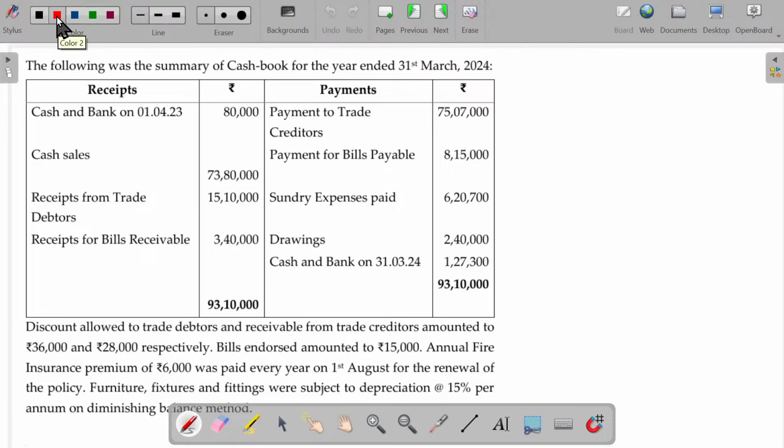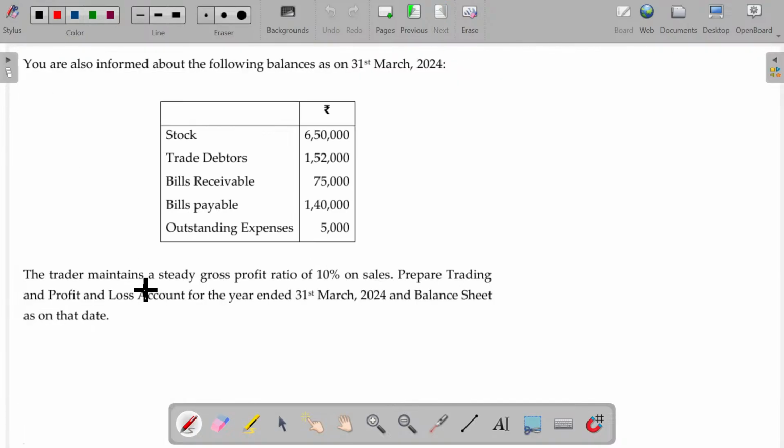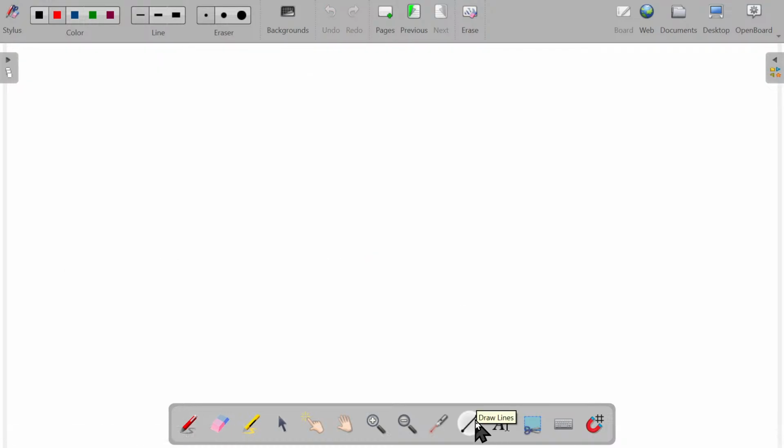So our load is now decreased. So what do you have to do? You have to prepare trading and P&L account and balance sheet. Trader maintains a steady gross profit ratio of 10% on sales. One information. Yes, open the trading and P&L account as well as the closing balance sheet.